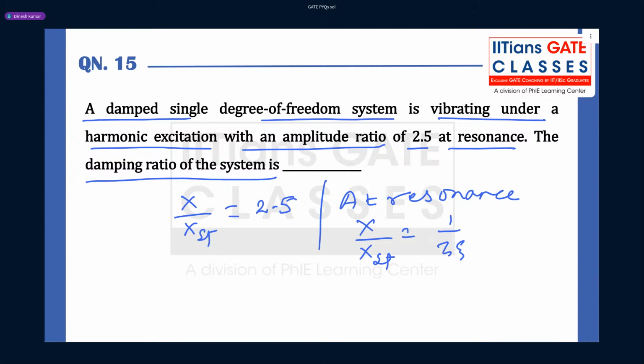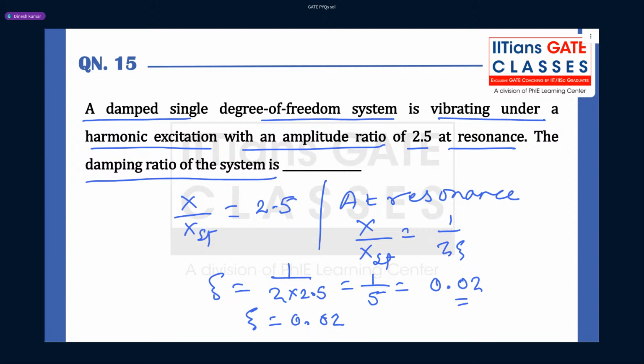Okay, so now guys, they are given everything. They asked what zeta will be. So zeta will be 1 upon 2 into 2.5, so it is 1 upon 5. So what is 1 upon 5? 0.02. So what is the answer? Zeta equal to 0.02. Clear everyone?